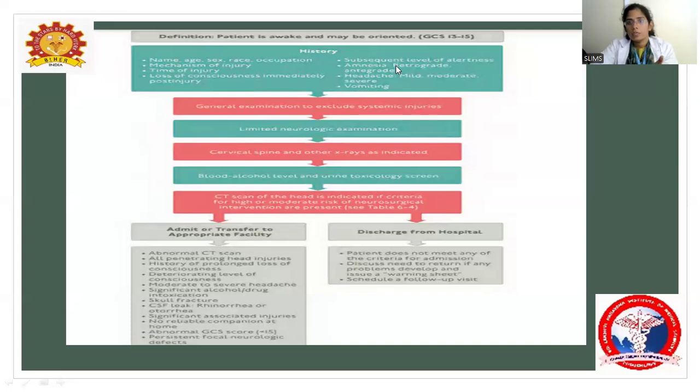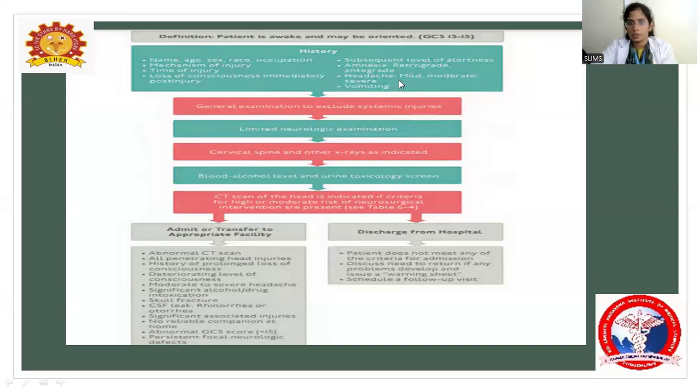So next is subsequent level of alertness. If the patient had any amnesia, amnesia can be classified as retrograde or anterograde amnesia. You also have to ask for that. Next is headache. Headache is either mild, moderate, or severe, and also vomiting. So most of the important clinical features in the history which determine if the patient has a head injury are loss of consciousness, the level of alertness of the patient, any headache, vomiting, or seizures. So first we are dealing with mild head injury, that is GCS 13 to 15.